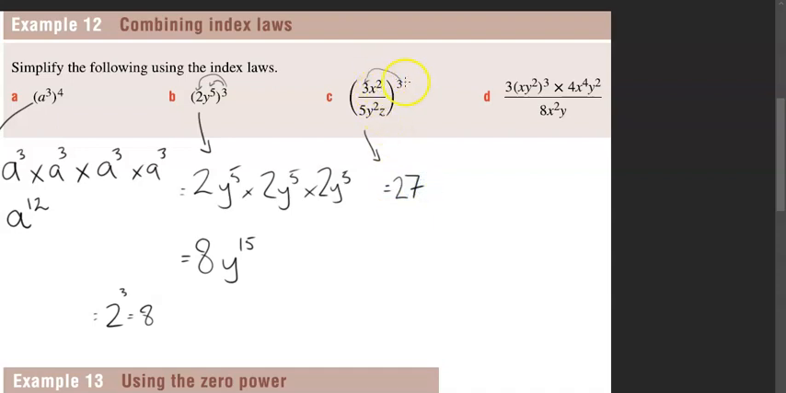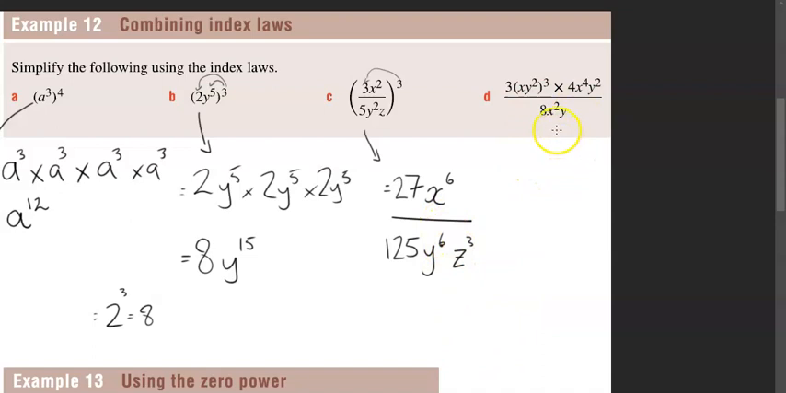X to the power 2 with the 3 there, this is x to the power of 6, as 2 times 3 is equal to 6. 5 to the power 3, so 5 times 5 is 25, times another 5 is 125. Y squared with the 3, so that would be y to the power 6. And then z, that's just by itself, will be z to the power 3. Because that technically is a 1 there, so 1 times 3 is 3.